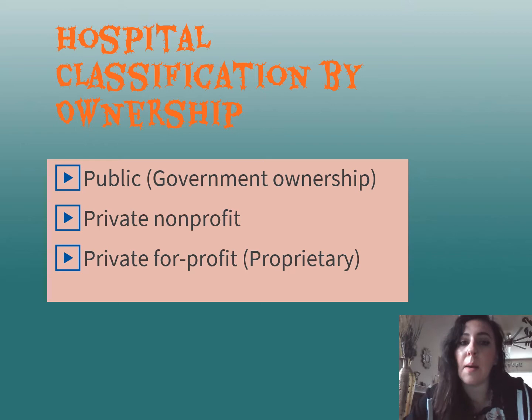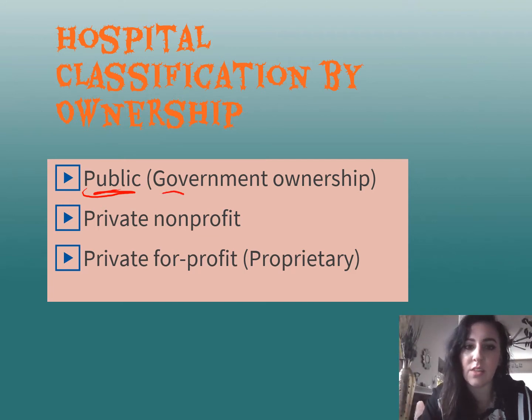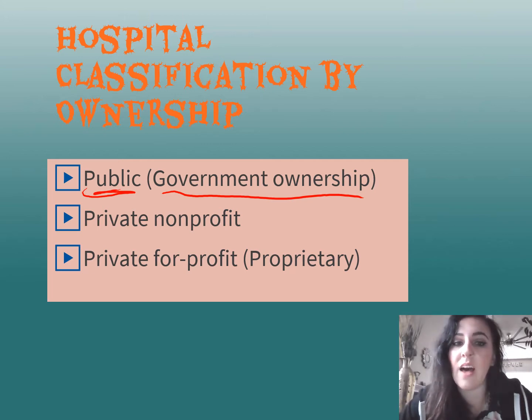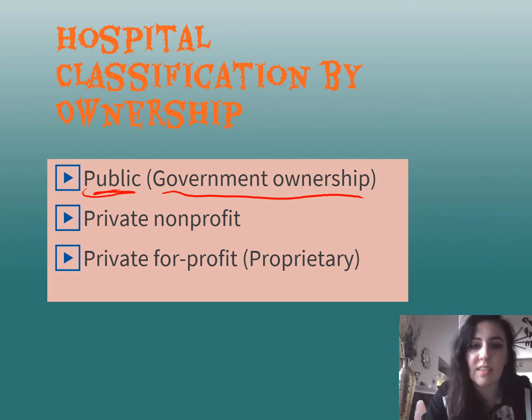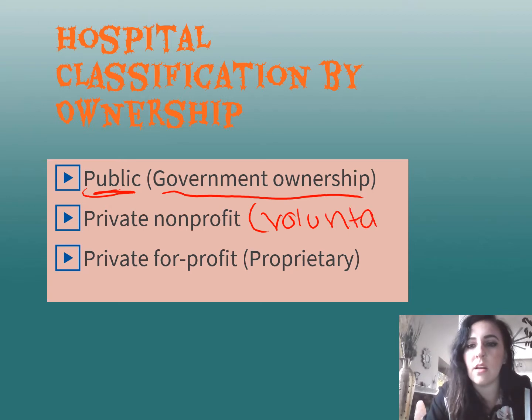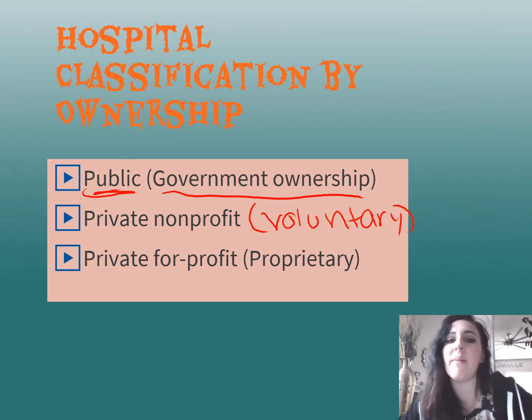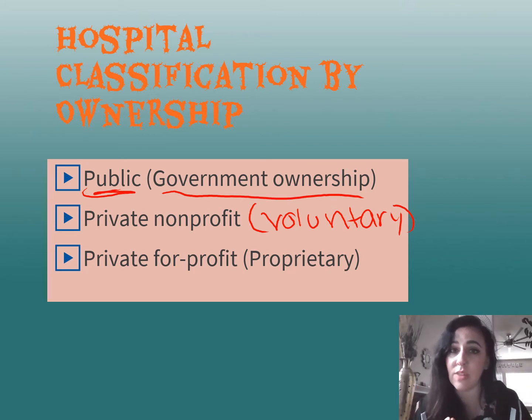All right, so first we got public ownership or government ownership. Public means government, so government ownership, that's the first one. And then we have private nonprofit, remember, and another word for this was voluntary. So let me just put that in there. And then we have private for-profit or proprietary hospitals. These are the ones that are investor-owned, or maybe a group of physicians own this, and they're trying to get the return on their investment with this business.